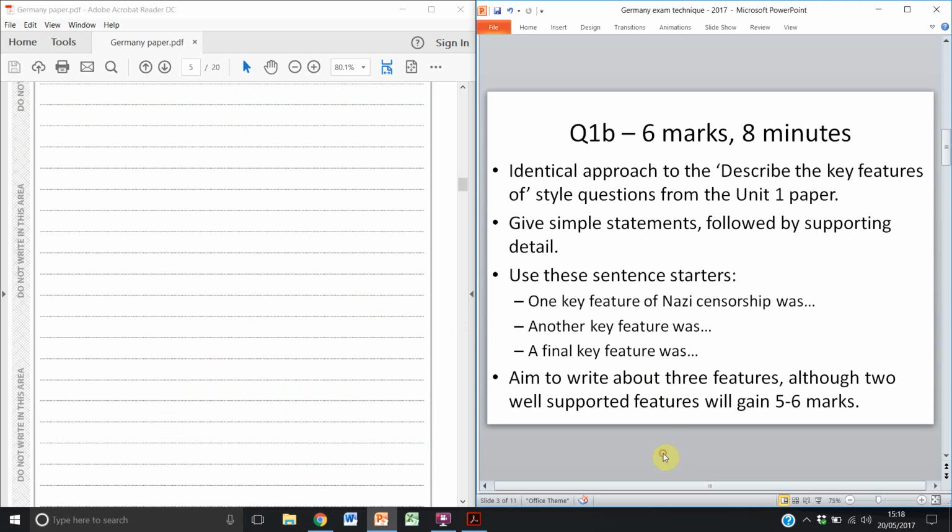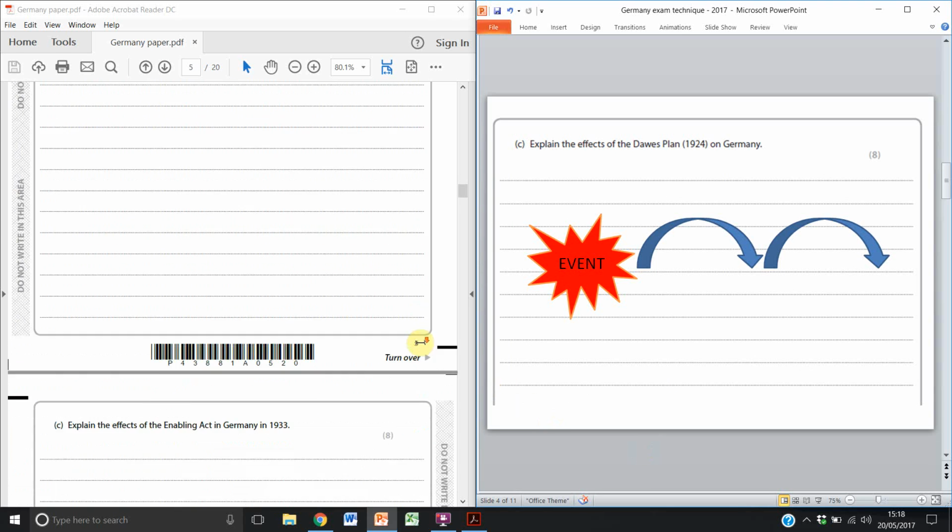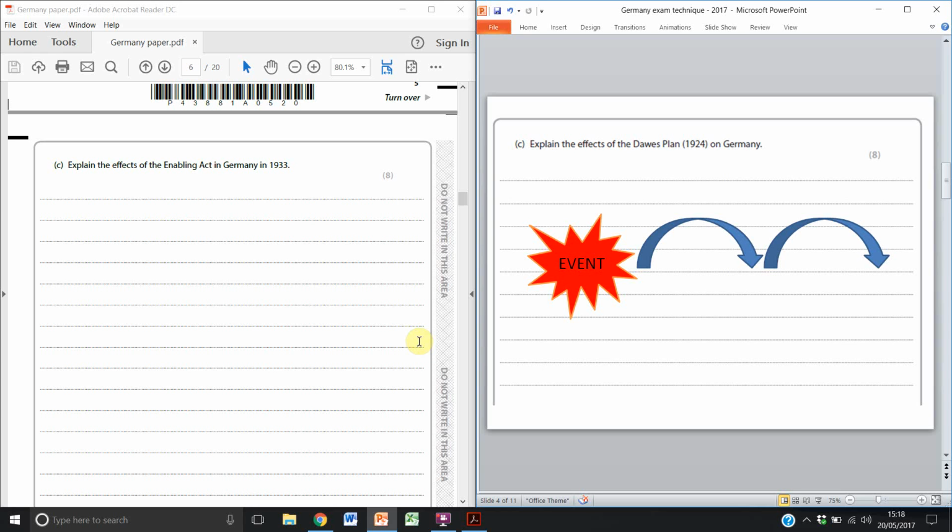Okay. Right. The next question is question 1C. And this question will always ask you about the effects of an event. And we've actually got 2 examples on the screen now. We've got the one on the left that says explain the effects of the Enabling Act in Germany in 1933. And then this one on the right-hand side, it says explain the effects of the Dawes Plan, 1924, on Germany.